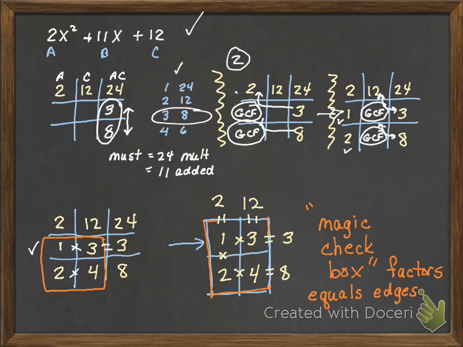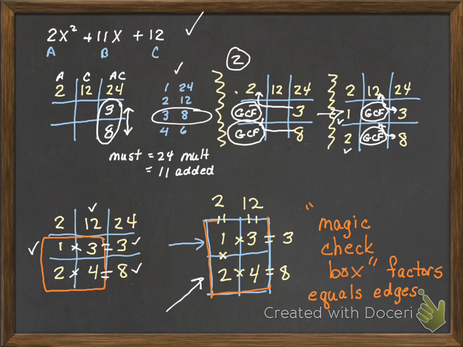I want to know what number times 1 is equal to 3. And you can also do GCF here. The greatest common factor between 12 and 3 is 3. But it makes a true factor pair. 1 times 3 is equal to 3. And then the GCF between 12 and 8 is 4. But again, it makes a true statement. 2 times 4 is 8. And this is your checkbox.